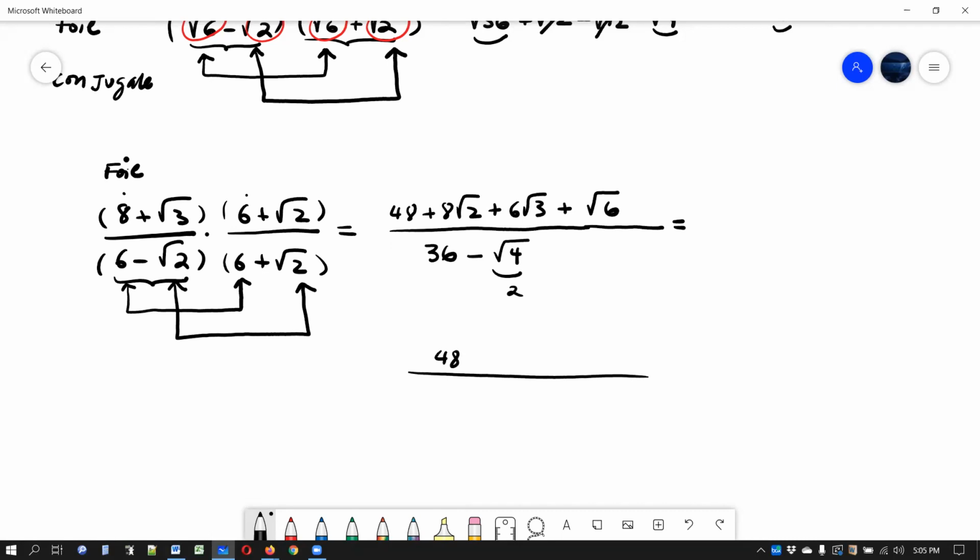Okay, and obviously this is 2. So my final answer will be 48 plus 8 radical 2 plus 6 radical 3 plus radical 6, over 36 minus 2, 34. Okay, so normally you should be able to simplify by 2. This is simplifiable by 2, but this isn't. So this is my final answer. Don't change anything else.